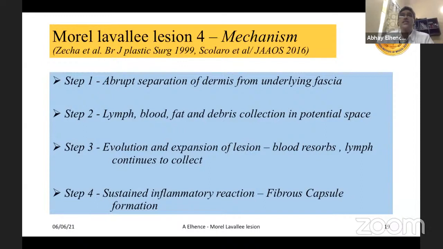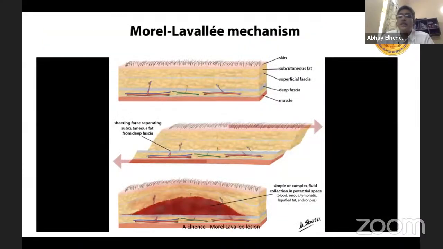And if this cyst is huge or large, then it has to be surgically decompressed. Otherwise, the mesothelium will not allow the fluid inside the cyst to disappear as easily as a hematoma might resolve. So the evolution and expansion of the lesion happens, and then there is a sustained inflammatory reaction leading to a fibrous capsule and a pseudocyst formation. That is a pictorial demonstration of what happens.